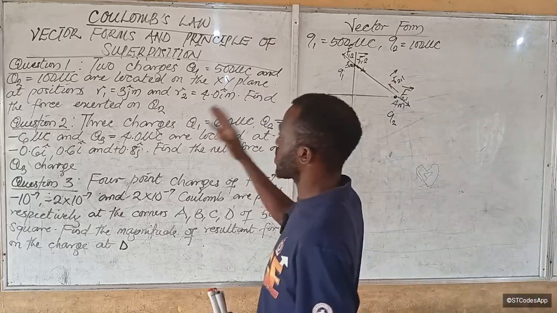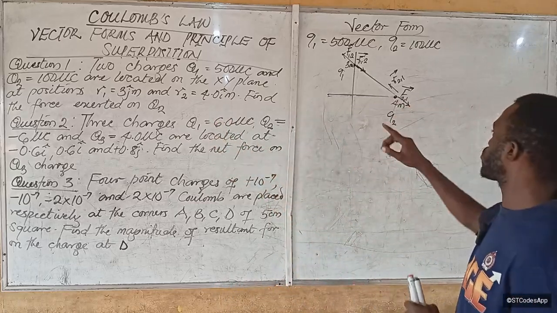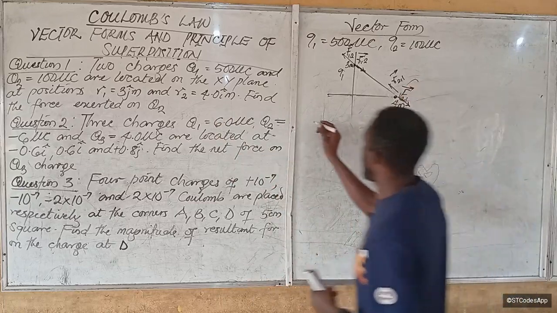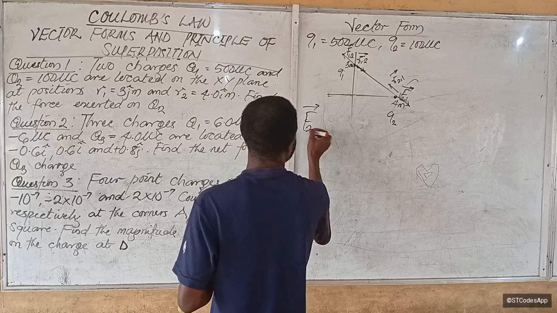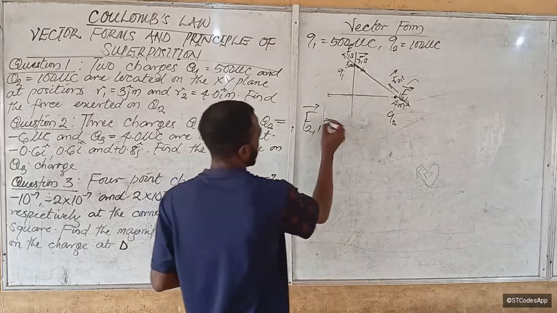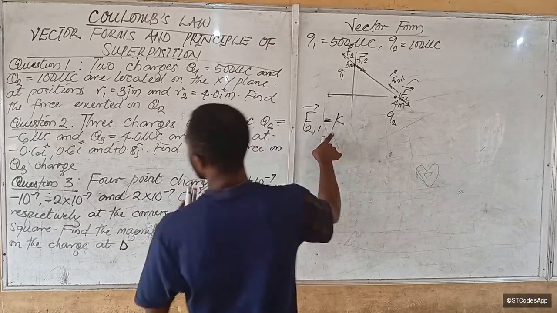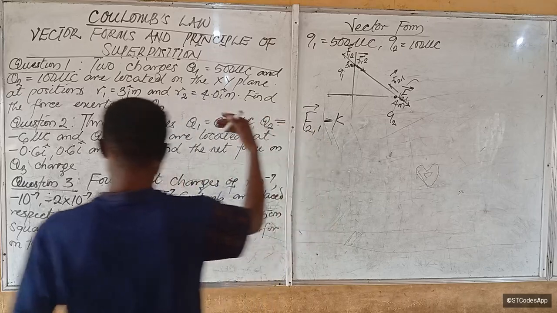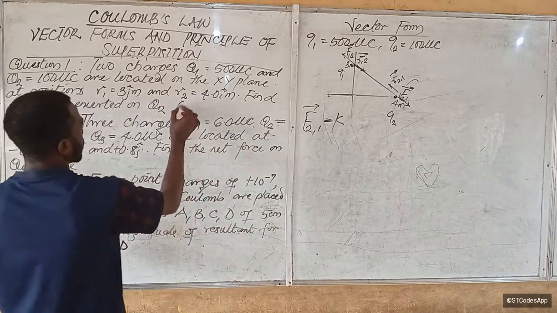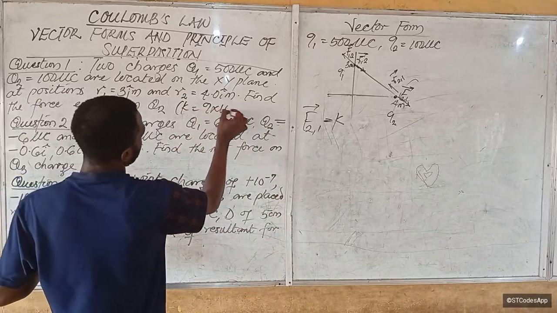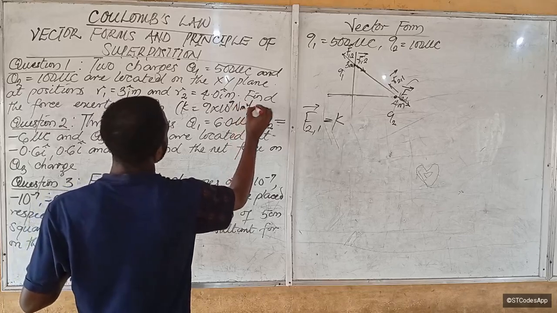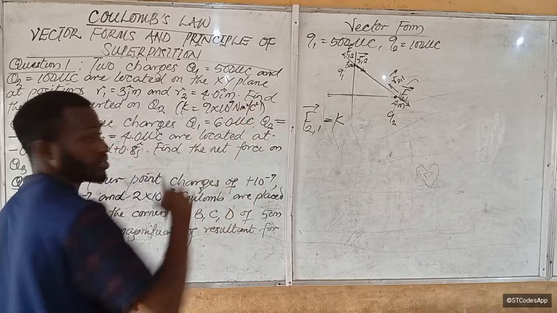Now, find the force exerted on charge Q2. So we are looking for the force on this guy. So what we are looking for is basically F21, F2,1. Okay, so the first thing is to write the formula. So our formula will be K. We're not given K. So for all our questions, let's take K equal to 9 times 10 to the power 9 newton meter squared per coulomb squared, I think.